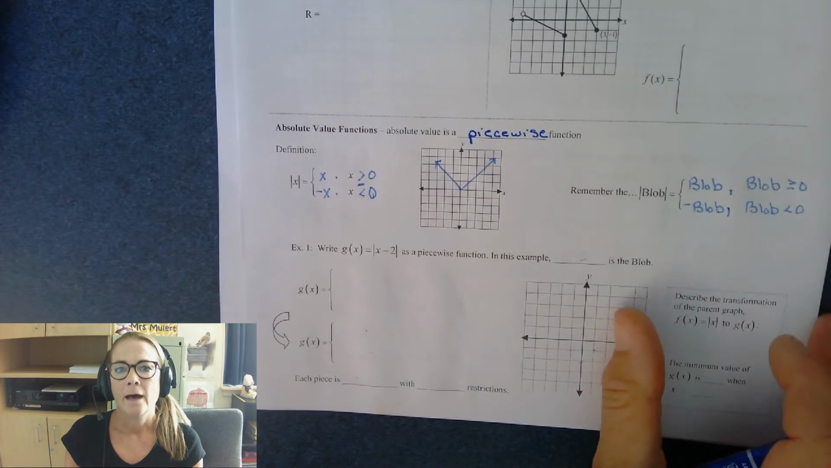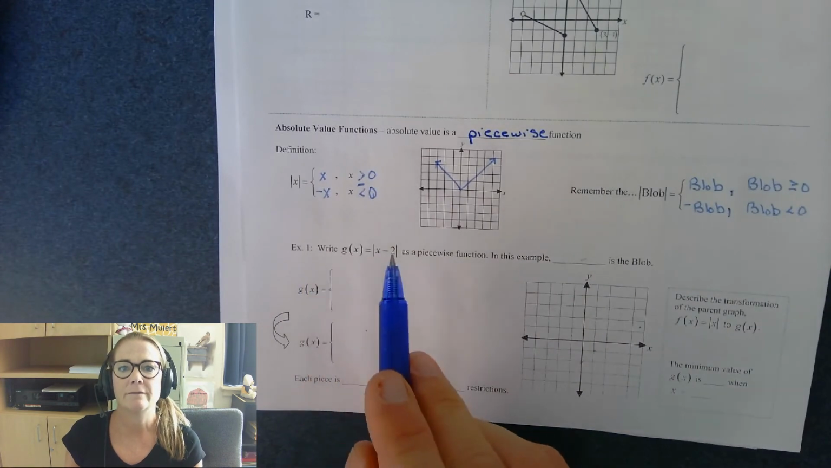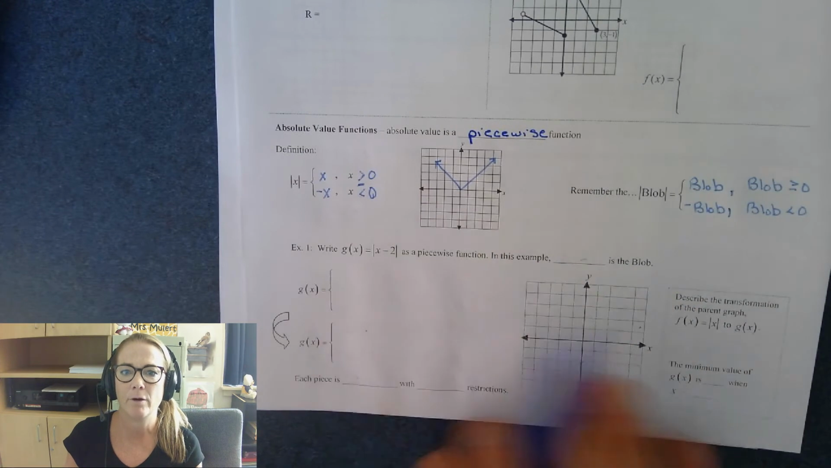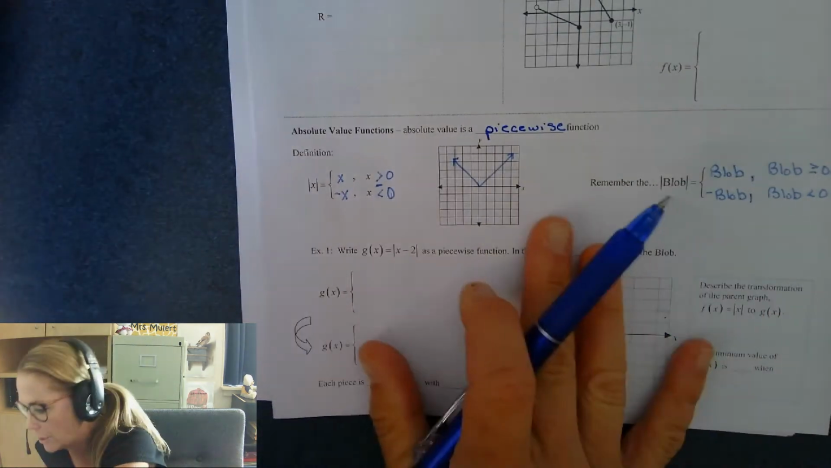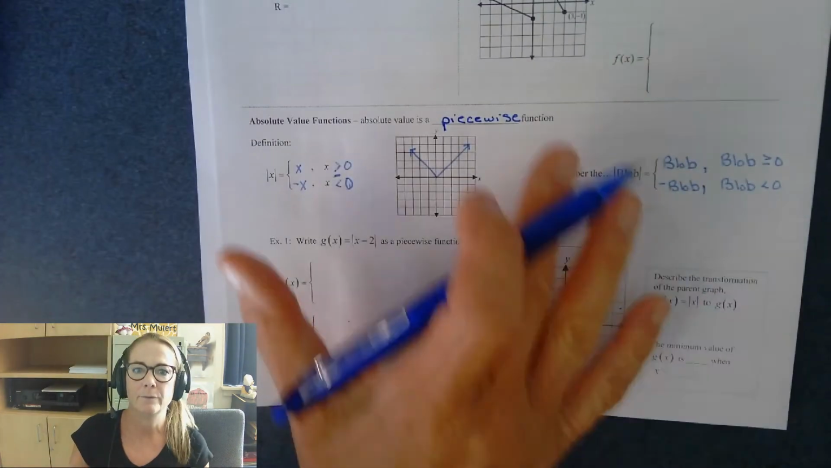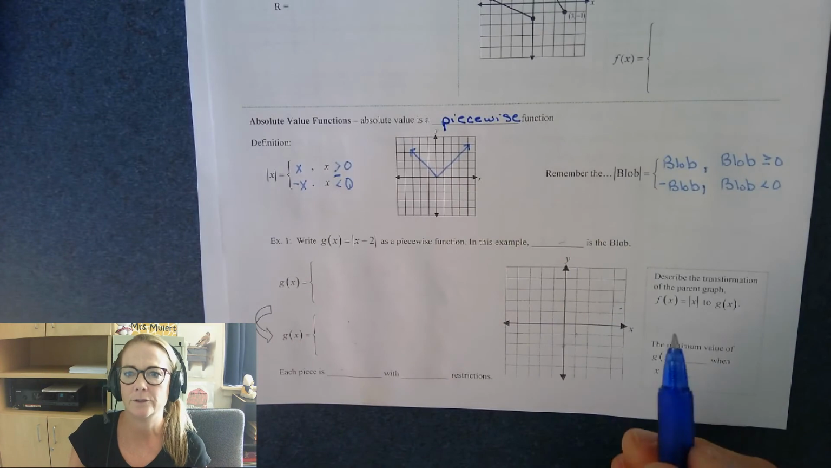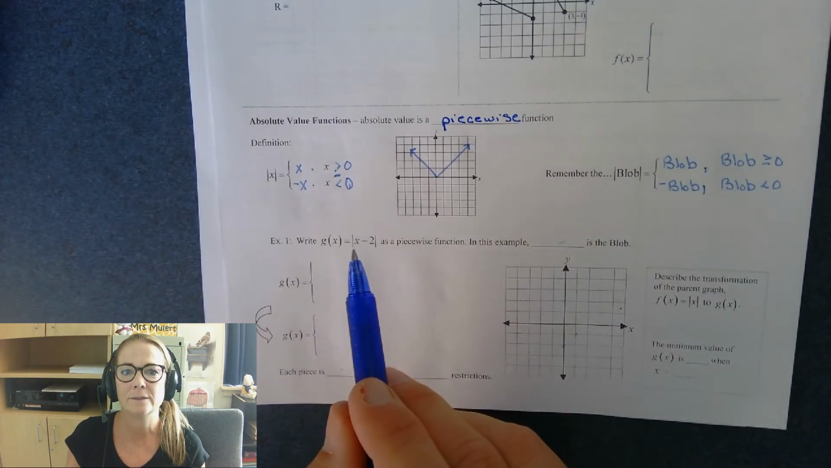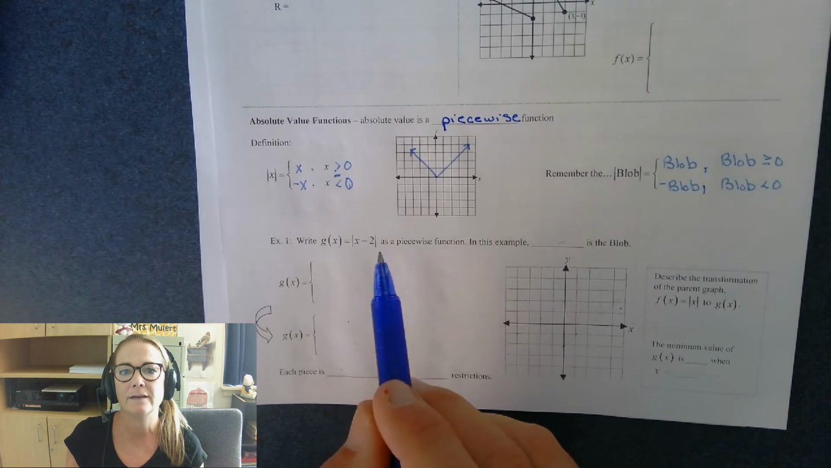Okay, so let's just do one of these, and you'll do one of these on a quiz, and you'll have this whole process, and I'll be checking the process. So a big part of calculus is showing your process, and we lead you through it in the notes and the worksheet so you know what to expect. All right, so write g of x equals the absolute value of x minus 2 as a piecewise function.